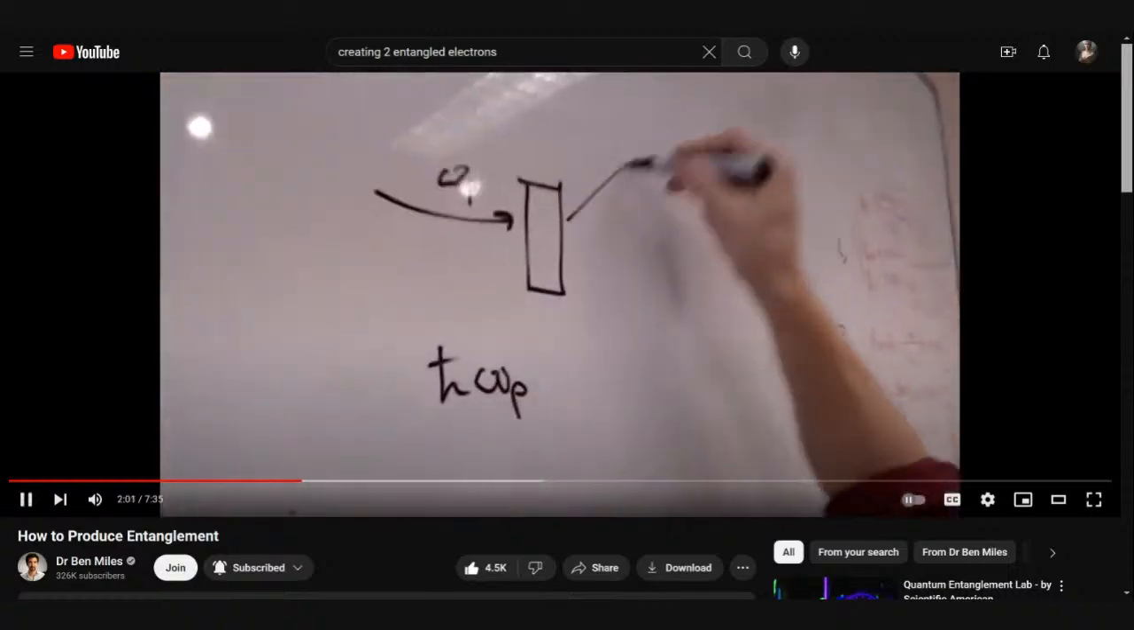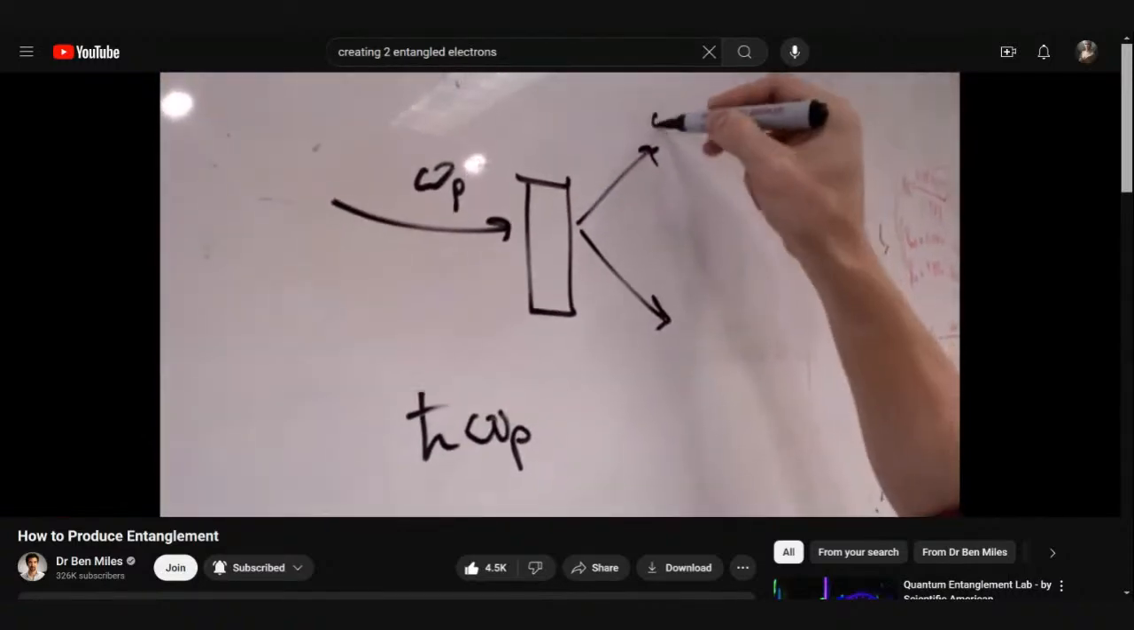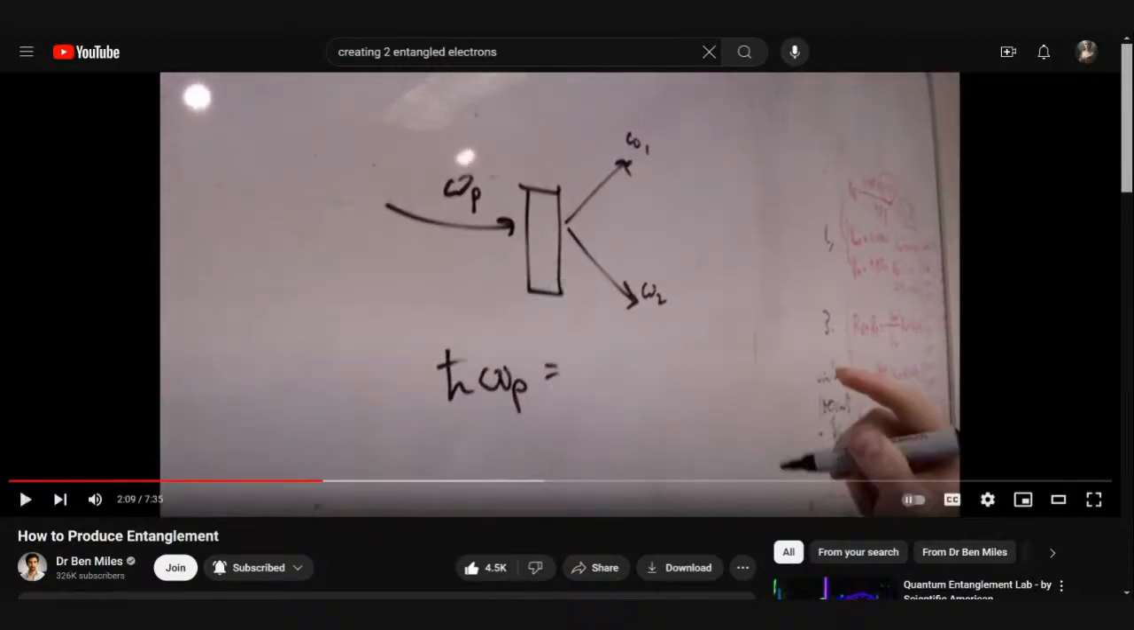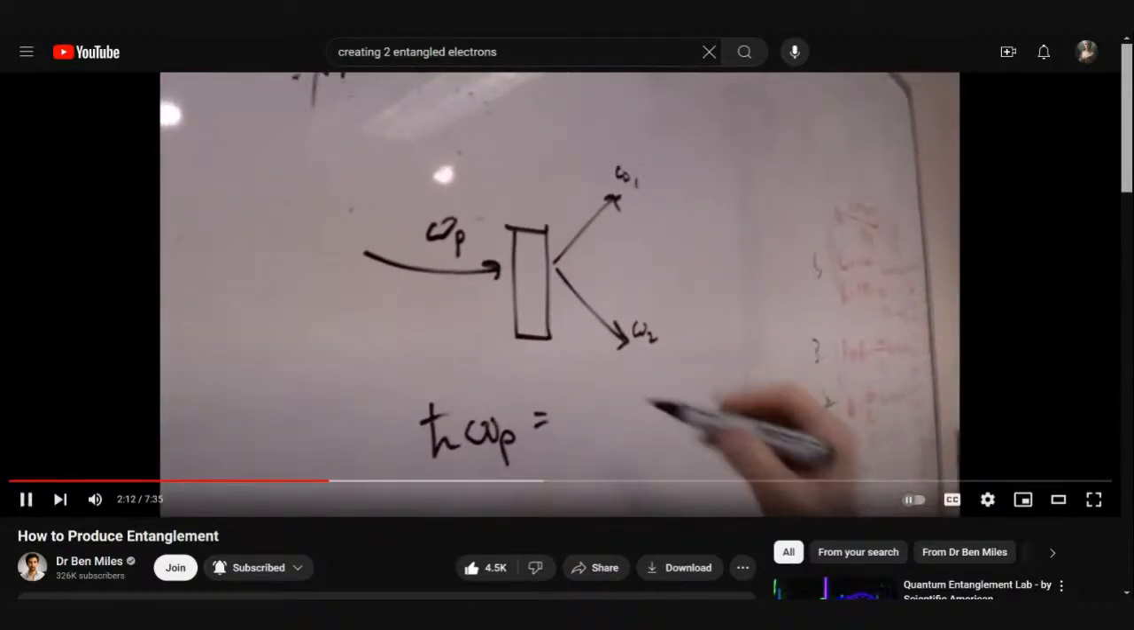And then two photons are going to pop up. That guy and that guy, called number 1 and number 2. And we know that energy before will equal energy afterwards. So the energy of these guys must add up to the energy of this guy.